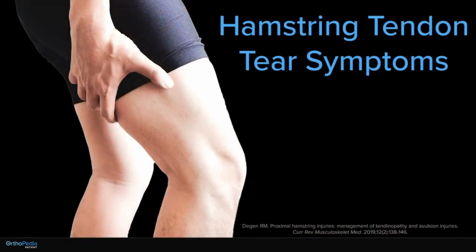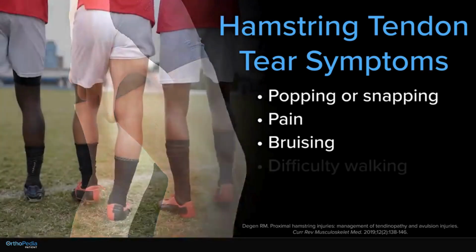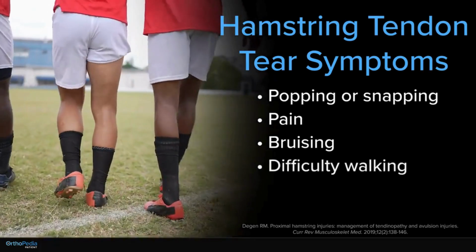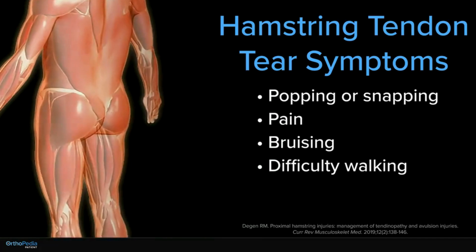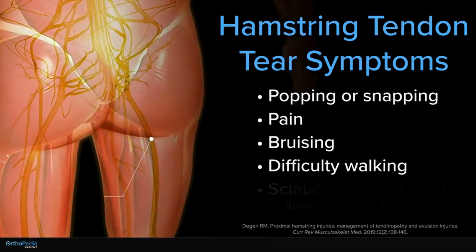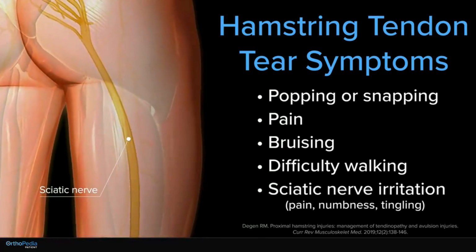At the time of injury, patients will often feel a popping or snapping sensation, followed by immediate pain and bruising in the back of the buttocks and/or thigh. It is also common for patients to have difficulty walking. Because the sciatic nerve sits underneath the hamstrings, hamstring injuries can also damage or irritate the sciatic nerve, causing symptoms like shooting or burning pain, numbness, and tingling to travel down the leg.